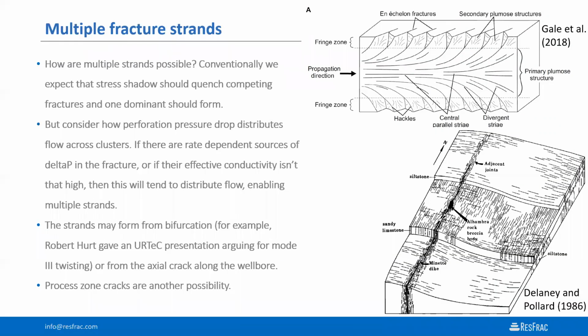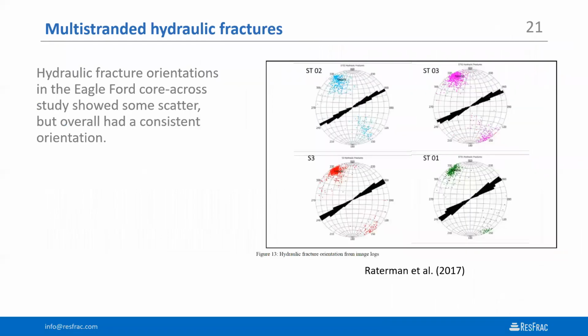So what explains those multiple hydraulic fracture strands? I think that's a research question. A lot of people are probably going to work on it for many years. But there are some different theories. One of them is that it could be a process zone that actually forms ahead of the crack tip. I'm showing that in the bottom right with some rock outcrop. It could be the twisting of the fractures at the top and bottom from mode 3 twisting. There's a nice presentation from Robert Hurd on that. There could be others, but we don't know exactly, but certainly it seems to be happening.